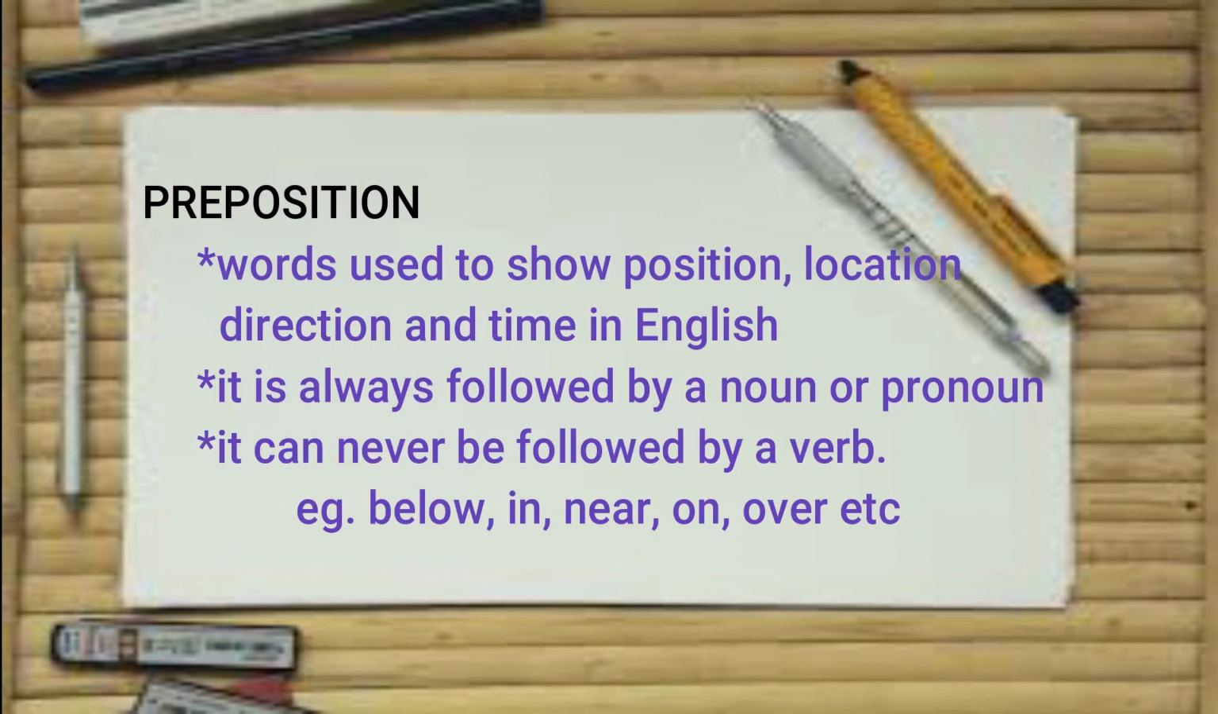The sixth one is preposition. Prepositions are words used to show position, location, direction, and time in English. It's always followed by a noun or pronoun. It can never be followed by a verb. Examples of prepositions are below, in, near, on, over, etc.